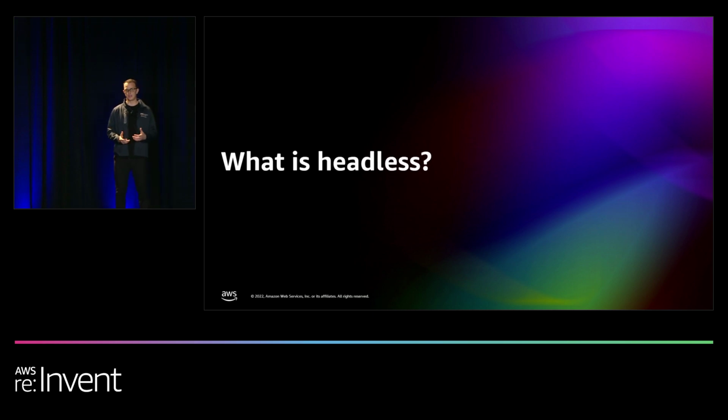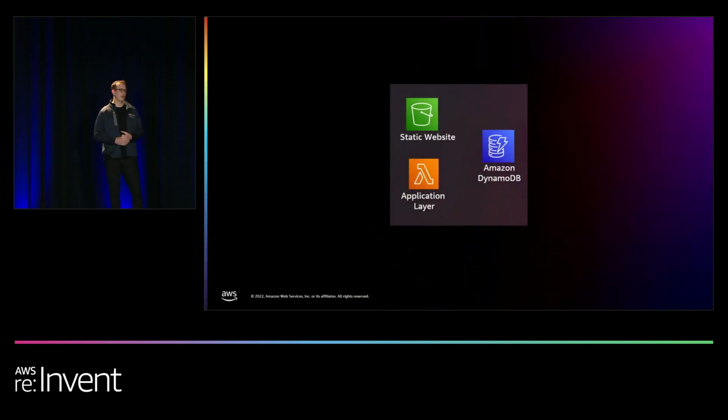So what is headless? To answer the question, I'm going to provide a brief example using some resources y'all might be familiar with. We're going to take a look at a few AWS resources here, a couple of simple ones that we might use to build a static website. We have an S3 bucket to store some content, some files, an application layer running on Lambda, and a database, DynamoDB, to store metadata and information about our website.